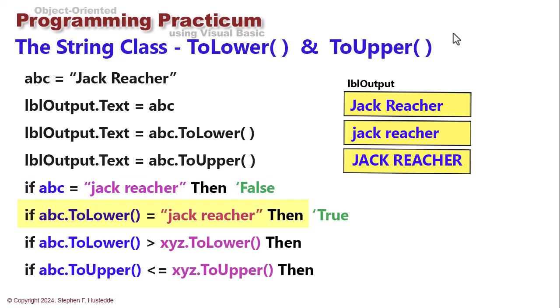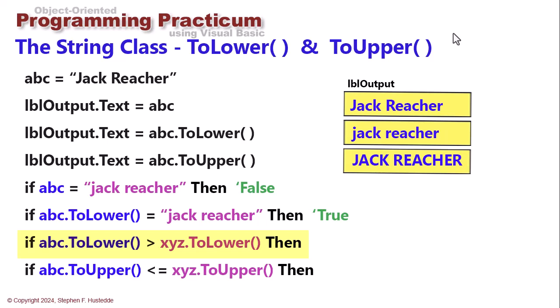If ABC.ToLower equals Jack Reacher all lowercase, then that's going to be a true statement. Usually we're comparing two strings. And oftentimes in that comparison, we're looking for them to be equal, or looking for one to be greater or one to be lesser, or greater than or equal to, or less than or equal to. We can use all those operators, including not equals.